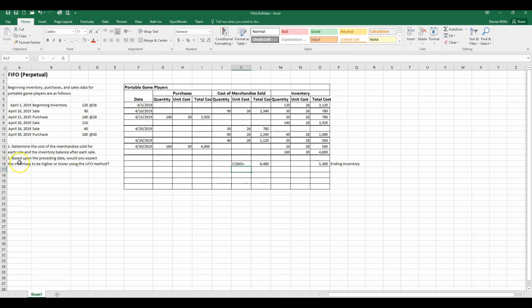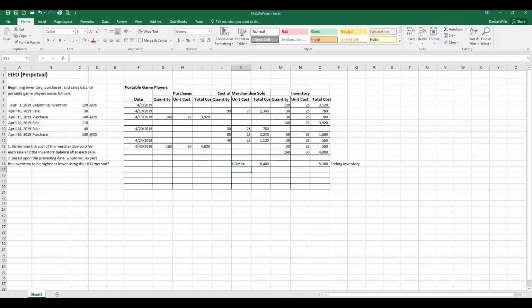Okay, let's see if we answered everything. Determine the cost of merchandise sold for each sale and the inventory balance after each sale. Check, we got that. Based on the preceding data, would you expect the inventory to be higher or lower using the LIFO method? Okay, this one's FIFO. We're going to turn it around and do LIFO in just a second, so we'll hold on to that thought right there and get to it.